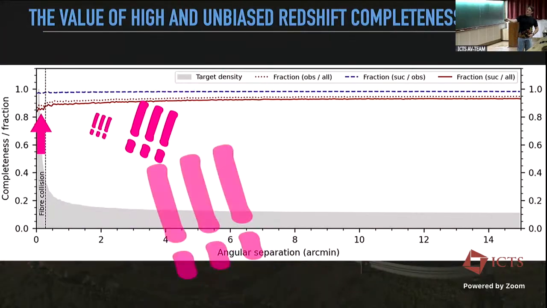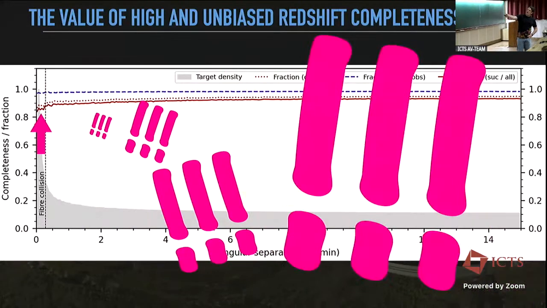Given the animation, I am going to explain this. This is our chances of putting a fiber on a target as a function of pairwise separation. How many people have heard of fiber collisions? Right, fiber collisions are really bad.